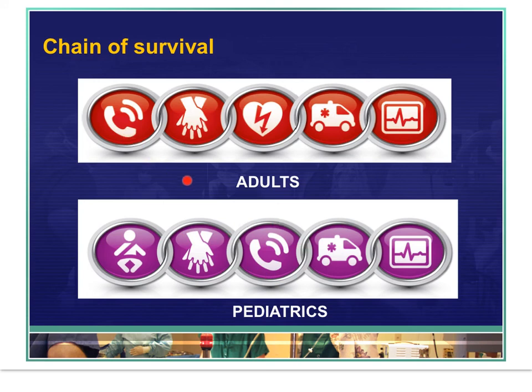And so you can see the difference here. This is call first, and this is call fast, with the emphasis on prevention. So these are the two differences of the chain of survival. By the way, the chain of survival is a series of actions, a series of steps that must be taken consecutively to optimize the chance of survival of a cardiac arrest victim.